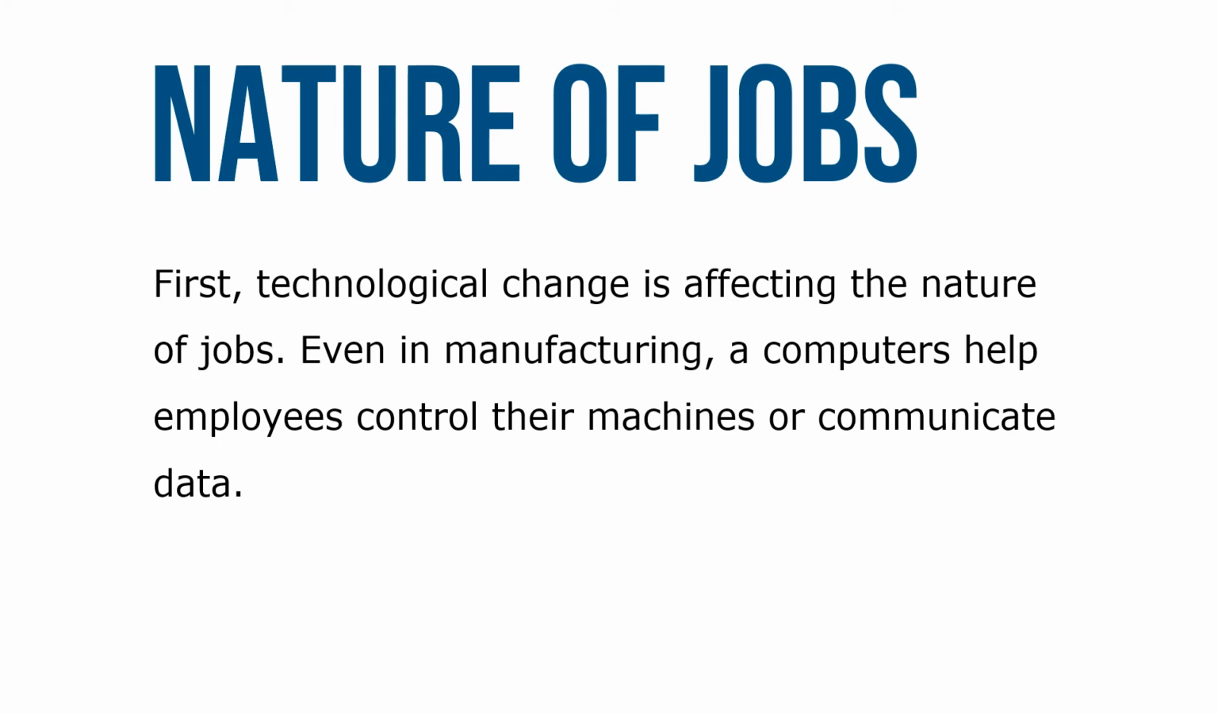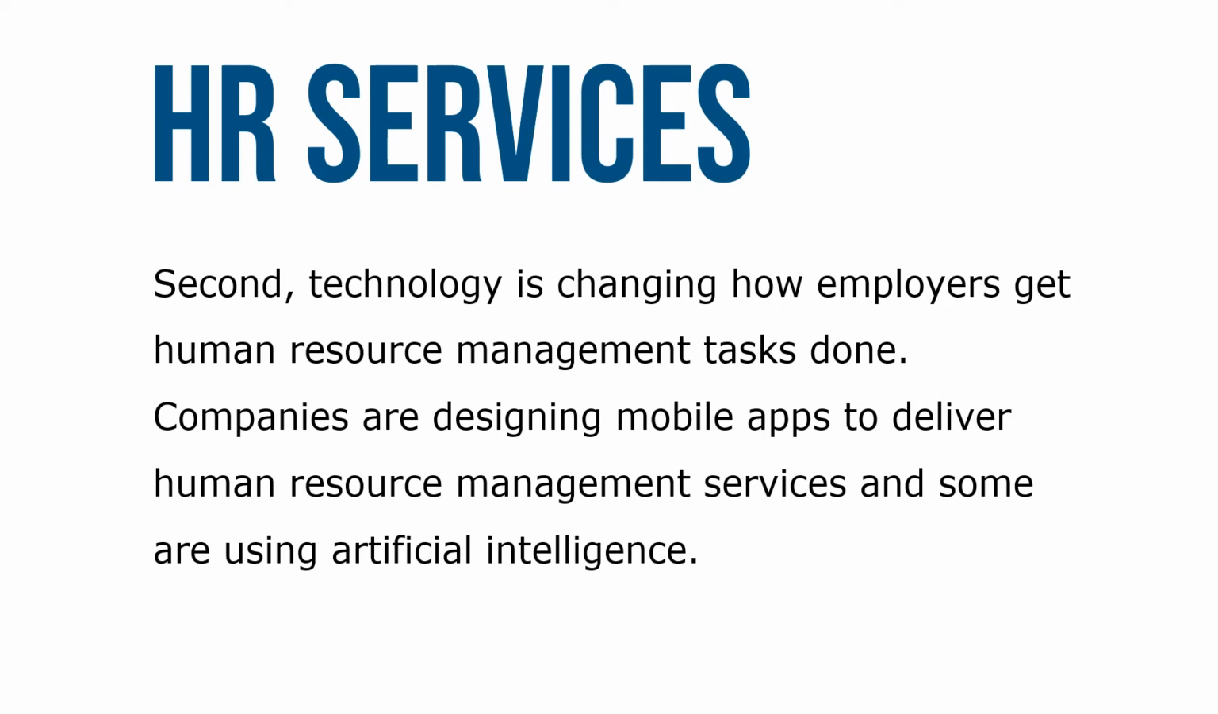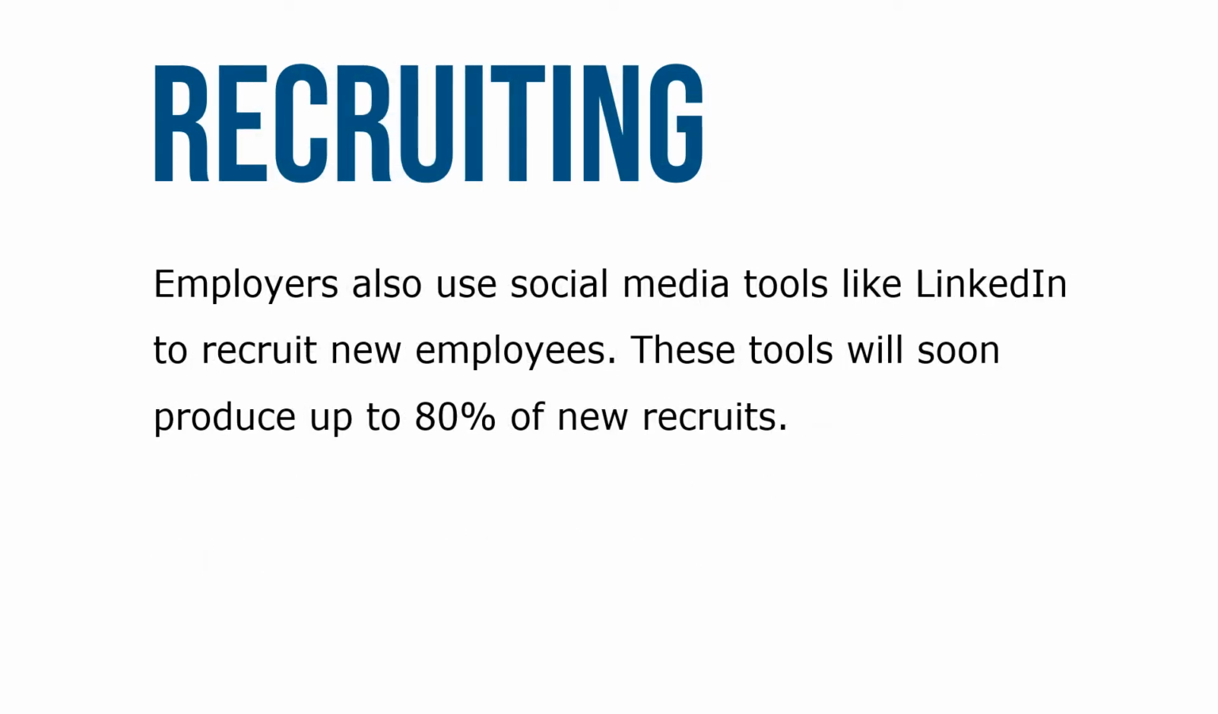First, technological change is affecting the nature of jobs. Even in manufacturing, computers help employees to control their machines or communicate data. Second, technology is changing how employers get human resource management tasks done. Companies are designing mobile apps to deliver human resource management services, and some are using artificial intelligence. Employers also use social media tools like LinkedIn to recruit new employees. These tools will soon produce up to 80% of new recruits.